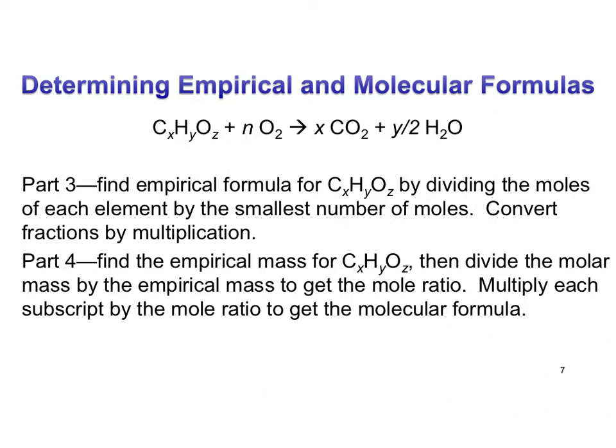Part 4 can only be done if the molar mass of the compound is given. If given, determine the mass of the empirical formula that was just found. Then divide the molar mass by the empirical mass. This calculation should result in a whole number, or a number which is remarkably close to being a whole number. If it is not close to a whole number, then the determination of the empirical formula is in error and you must start again.